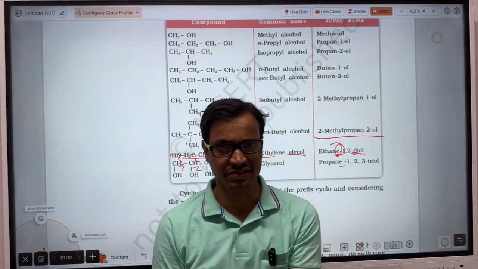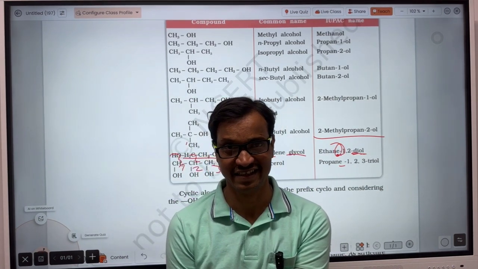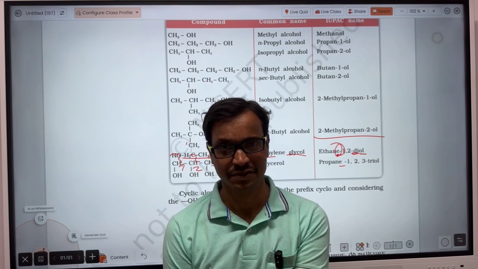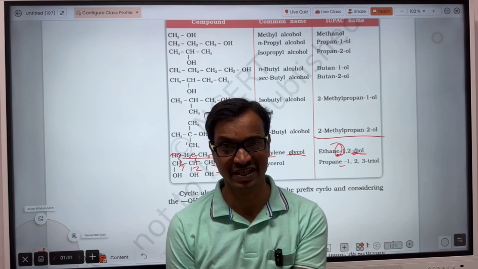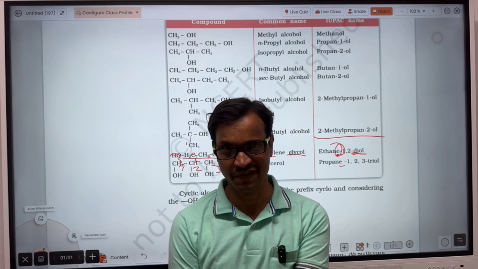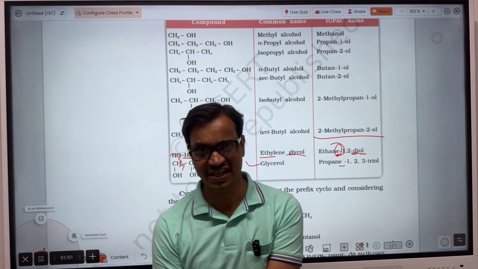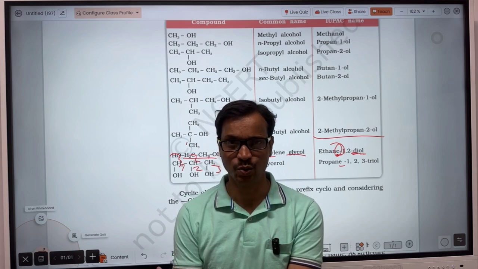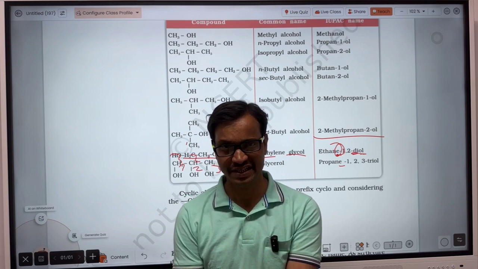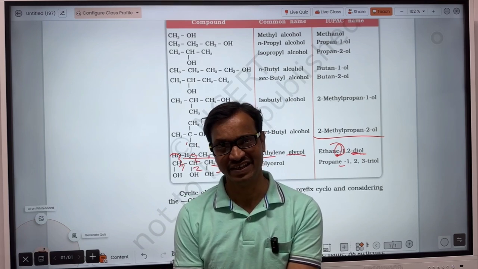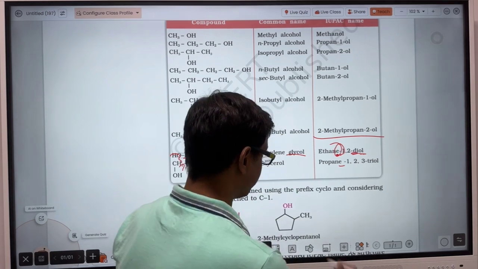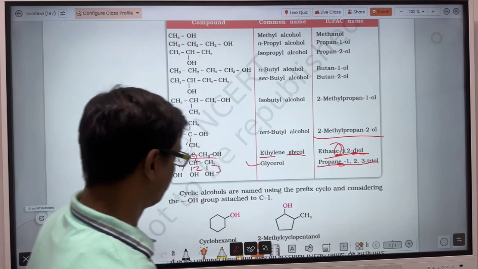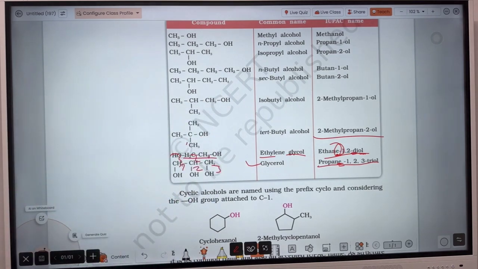Never make this mistake. In IUPAC nomenclature there will be a difference in the spelling, and a number of students give the wrong response due to that silly mistake. So always keep in mind, if there is more than 1 OH in the compound, then the E of the alkane will be retained. So that's why it is ethane-1,2-diol. Here also E has been retained, so propane-1,2,3-triol.